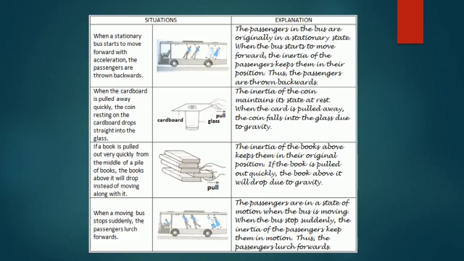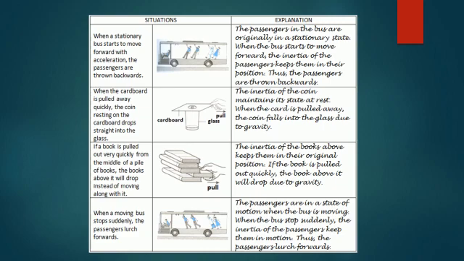Then the third one, I have a pile of books here, and in between I am removing one of the books. What will happen to the other books? They will also drop down due to gravity and they will remain in the same state. So these are a few examples we see in our everyday life.